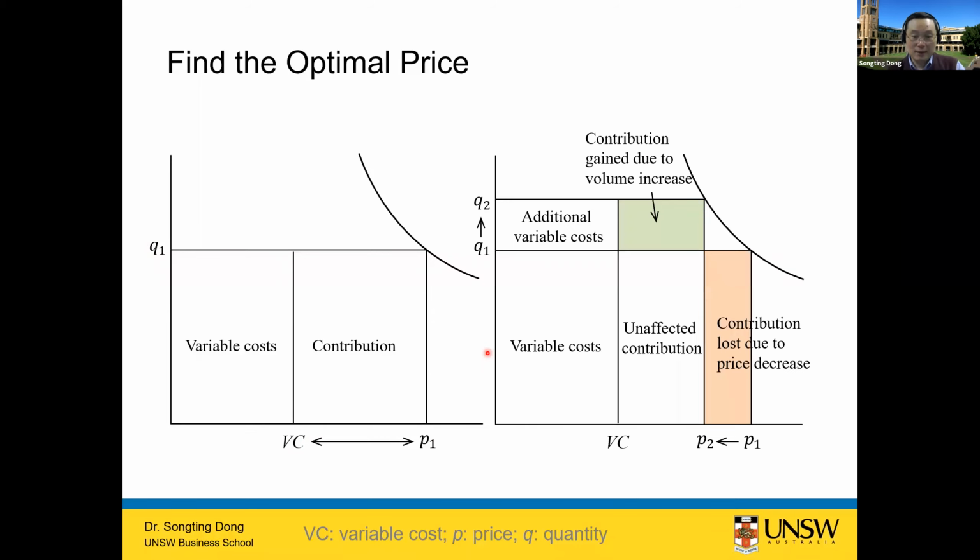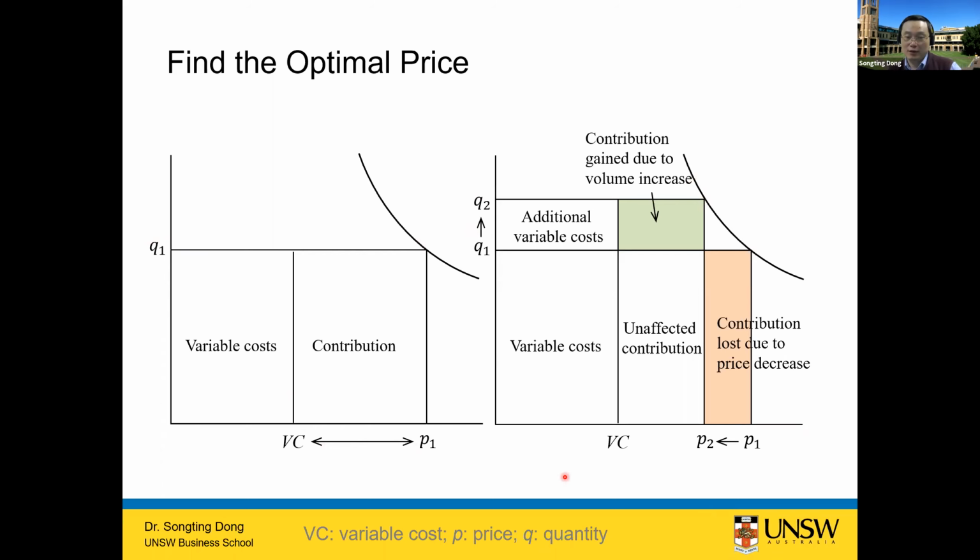So now we decrease price from P1 to P2. What will happen? This power curve, the point will move from the original point to here. Because your price drops, the demand moves up to the new quantity Q2. So compare the left part and the right part. You will see this is the total money incoming, this part is your total variable cost, and the rest is the total contribution. In the new scenario, the total incoming cash is like here.